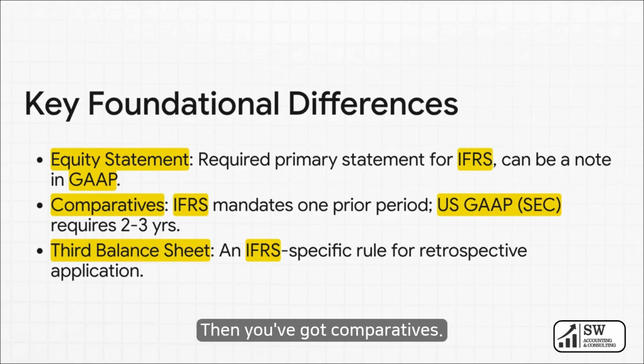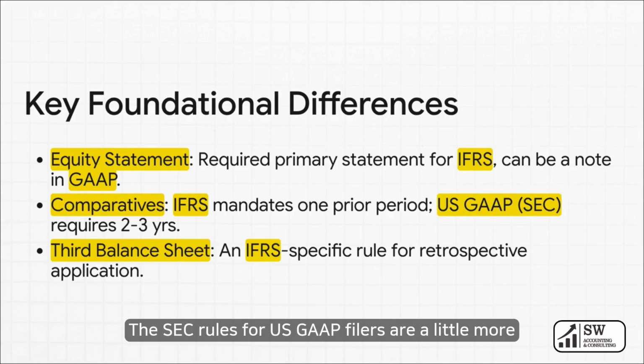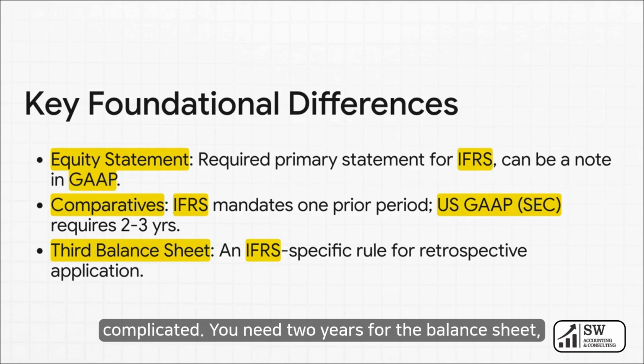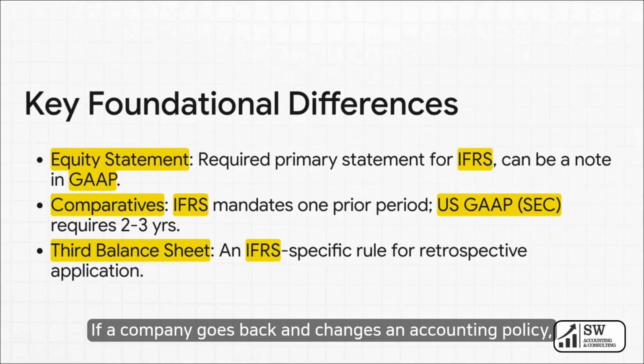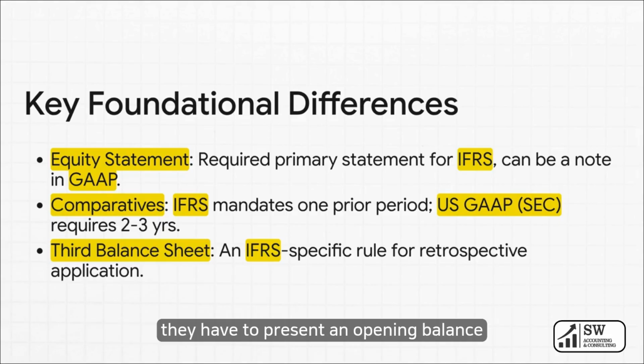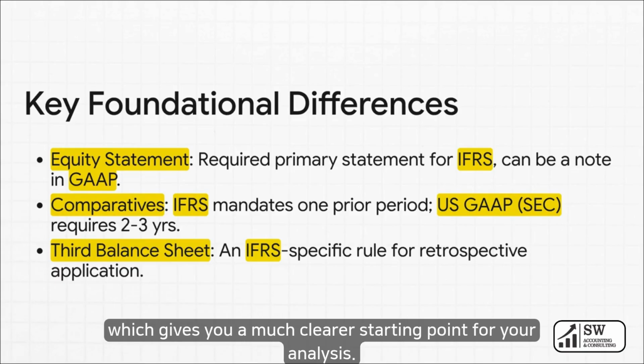Then you've got comparatives. IFRS is simple, one prior period across the board. The SEC rules for US GAAP filers are a little more complicated. You need 2 years for the balance sheet, but 3 years for things like the income statement. And finally, this is a really interesting one. IFRS has this unique third balance sheet rule. If a company goes back and changes an accounting policy, they have to present an opening balance sheet for the earliest period they're showing, which gives you a much clearer starting point for your analysis.